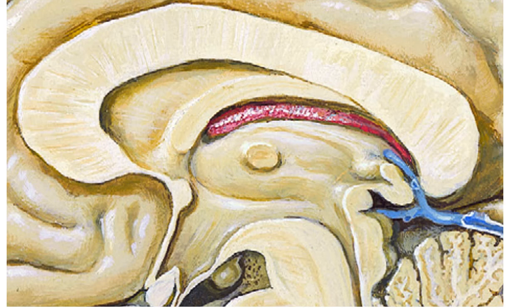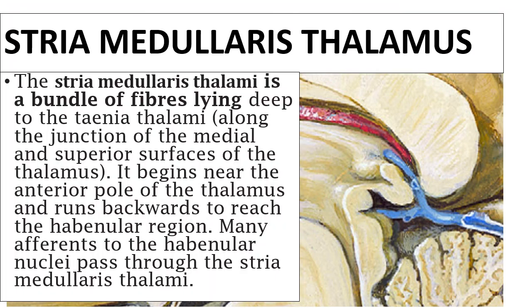Let us discuss the stria medullaris thalami. The stria medullaris thalami, or SMT, is a bundle of fibers lying deep to the taenia thalami along the junction of the medial and superior surfaces of the thalamus. It begins near the anterior pole of the thalamus and runs backwards to reach the habenular region. Many inputs to the habenular nuclei pass through the stria medullaris thalami. That is the point I have already explained. And here is the approximate location of SMT.